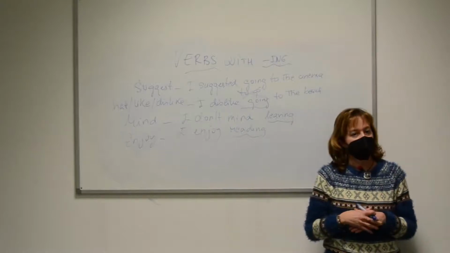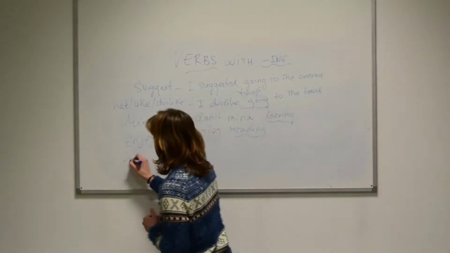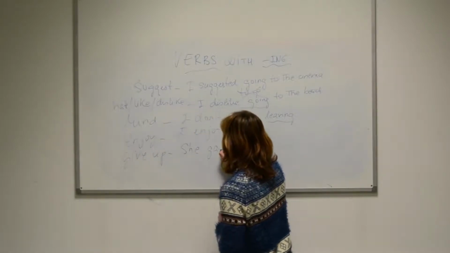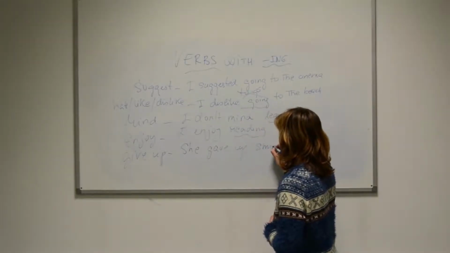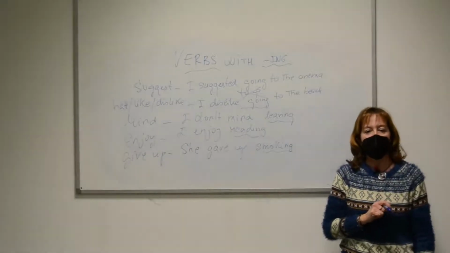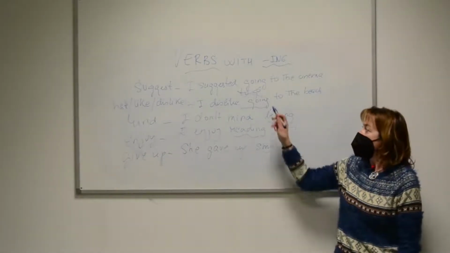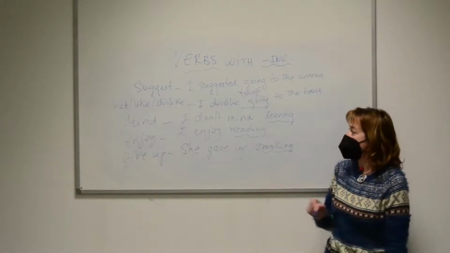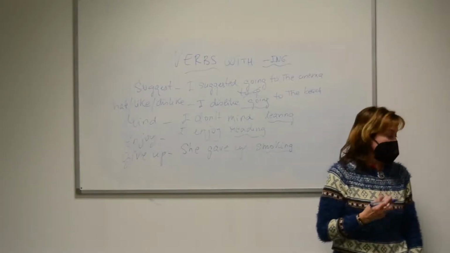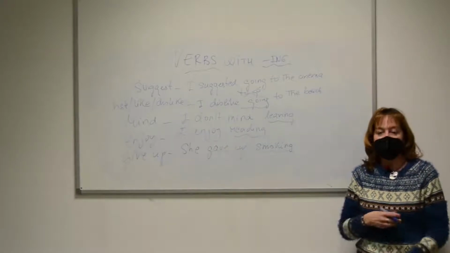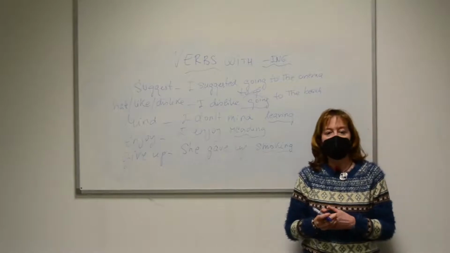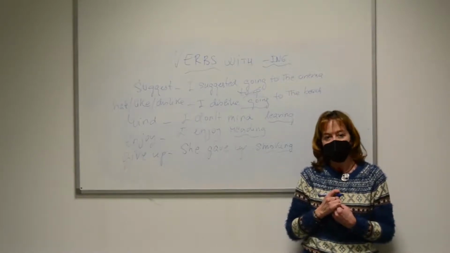Verbs with prepositions, in many cases, are followed by an ing form. For example, give up. She gave up smoking. In this case, an ing form is always necessary, always. All of them are followed by ing forms: suggest, hate, like, dislike, mind, enjoy, give up. There exist many other verbs, but we are only here to pay attention to this group in order to study them deeply, right?